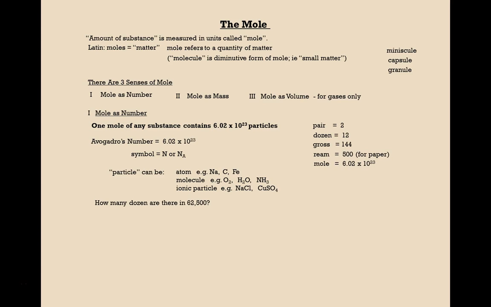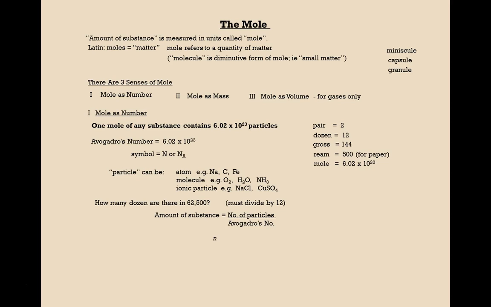Now let me ask, how many dozen are there in 62,500 things? In order to answer this, you would divide by what a dozen stands for, which is 12. In the same way, if we want to know the amount of substance in moles, we'll take the number of particles that we're given and divide by Avogadro's number.